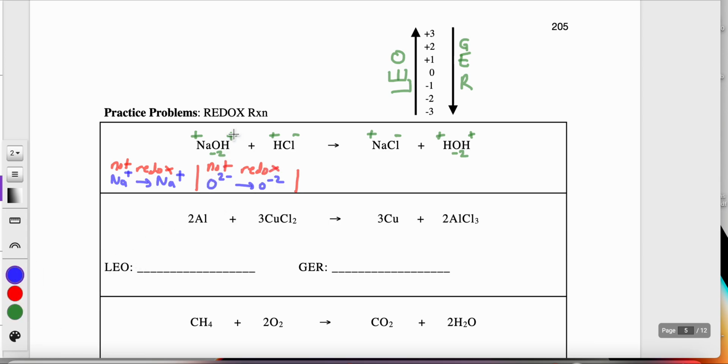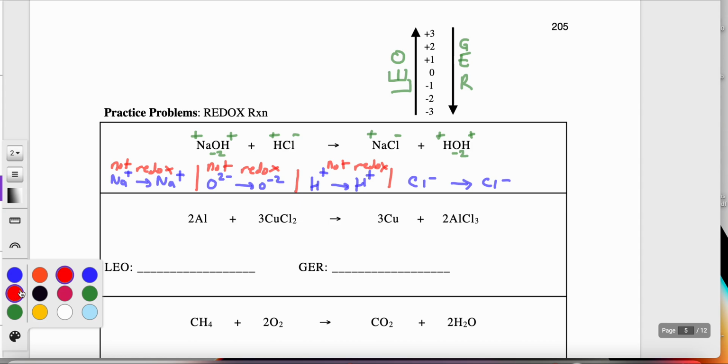Keep looking, there's more. So I see there's H. And both of the H's on the reactant side start off with a +1, and the H's on the product side are still +1s. And because the oxidation number has remained the same, this is not redox. And my last element present in the reaction is Cl. Cl starts off with a -1, and it ends with a -1. The oxidation state remained the same, so this is not redox.